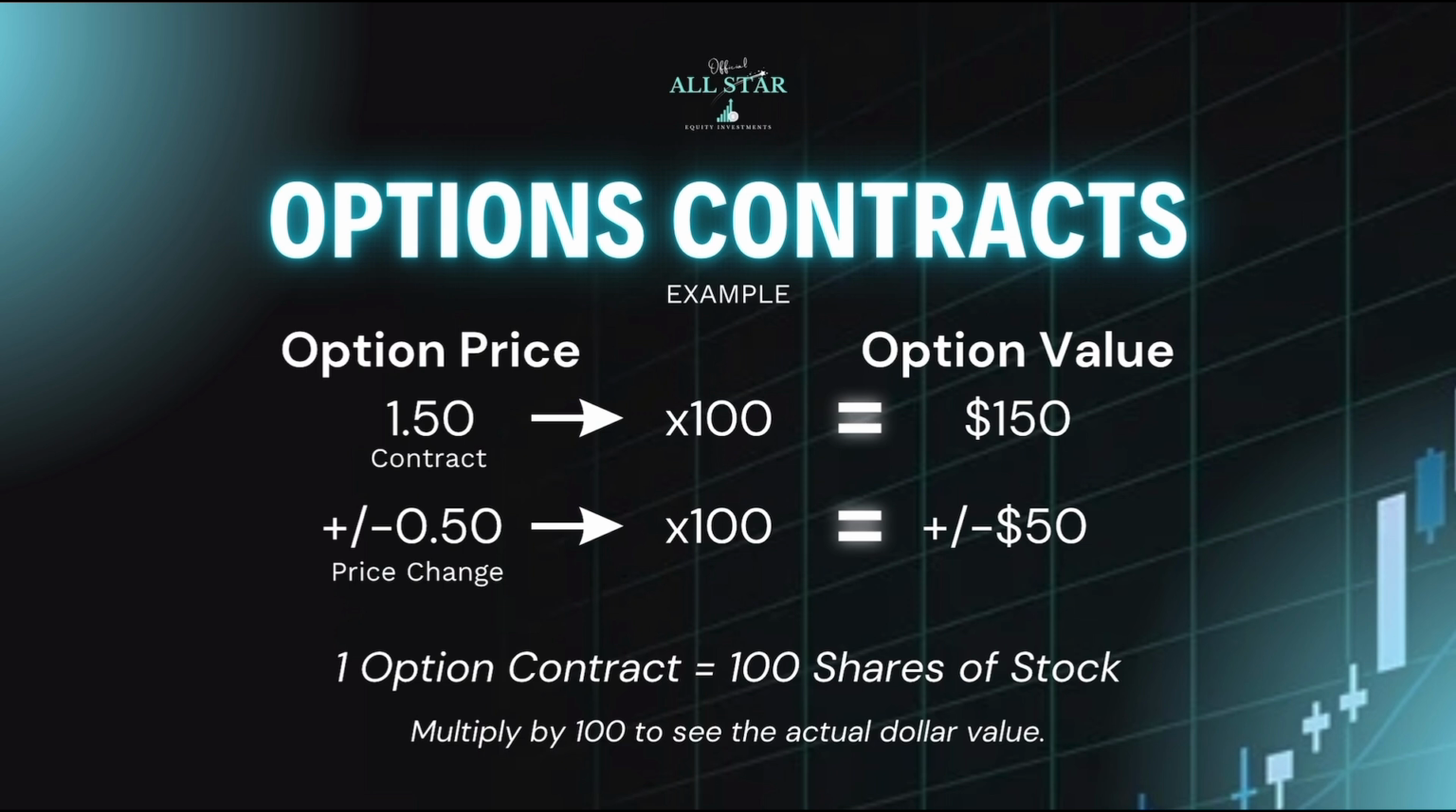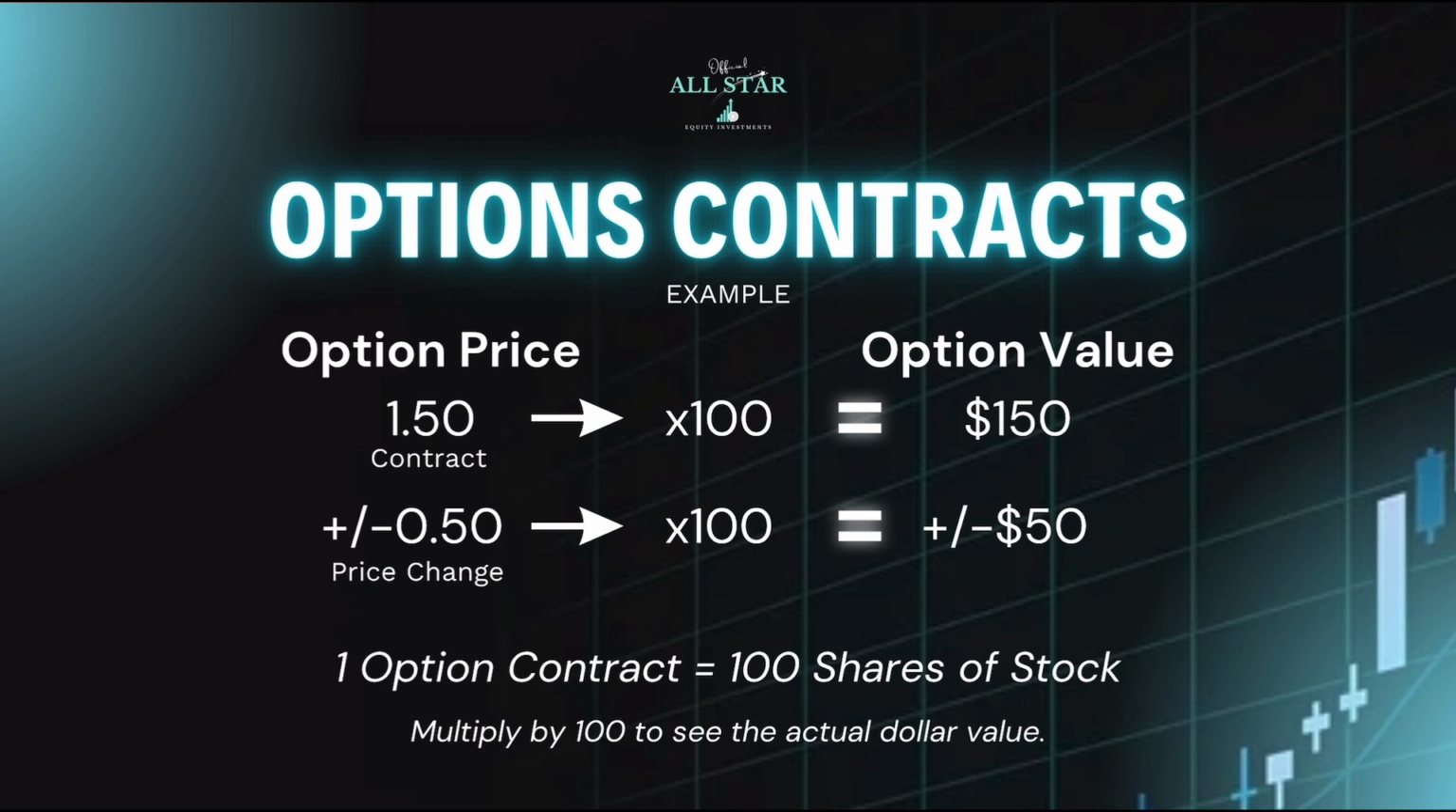Alright, the first thing to know is that one option contract is equivalent to 100 shares of a stock. So on the screen, you see the first example. Let's say you were seeking to buy an option contract for 1.5. In order to get the dollar value, you need to multiply by 100 to get the option's value price. So in this case, if you were to purchase this one contract, the cost would be $150. So if there was to be a 50-cent change in the option's price, this equates to either a $50 gain or a $50 loss, depending on the direction of the stock. So these are just the basics.